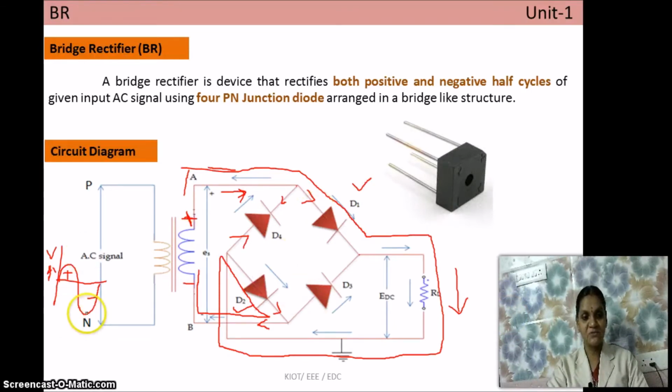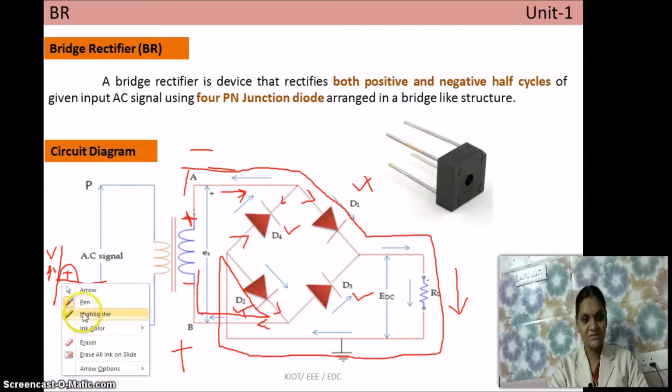Similarly, during the negative half cycle, what happens? This thing gets reversed. Now the diodes D1 and D2 are reverse biased and D4 and D3 are forward biased. This is because terminal A is negative and terminal B is positive. This positive forward biases the diode D3 and reverse biases D2, and this negative forward biases the diode D4 and reverse biases D1. Now the current starts to flow from terminal B because B is positive.